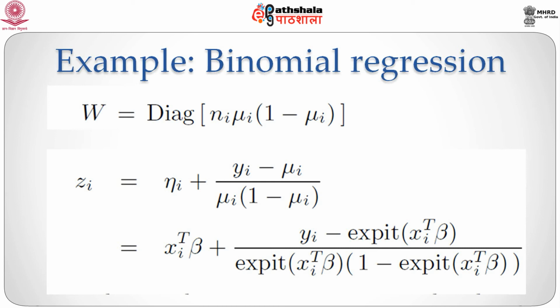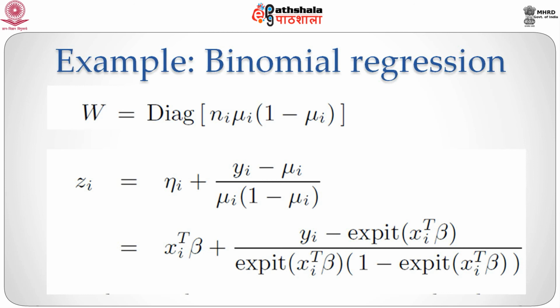Written as a function of x_i, this is x_i' beta plus (y_i minus expit(x_i' beta)) divided by expit(x_i' beta) into (1 minus expit(x_i' beta)), where expit refers to the function e to the power w by 1 plus e to the power w.